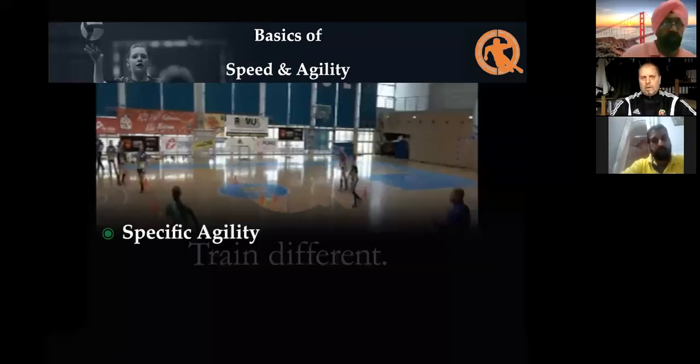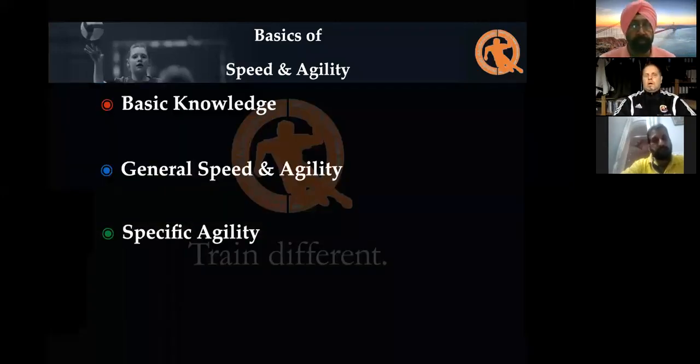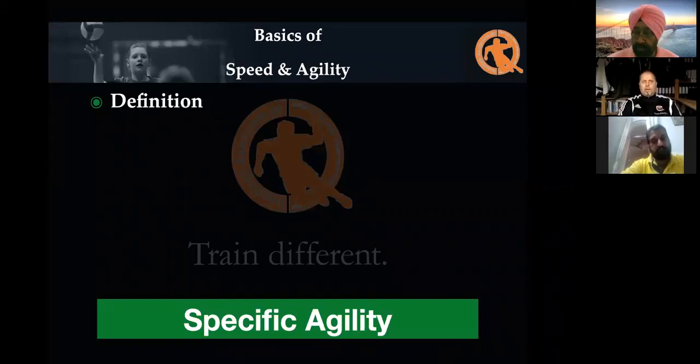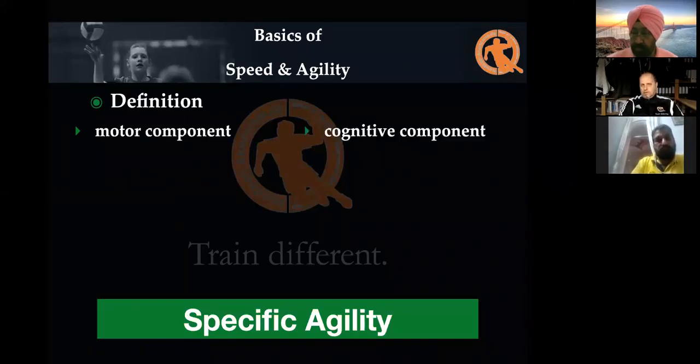Okay. So, this leads to our last chapter and to the one slide we have here, because I want to give you a short introduction in what will come in our presentation of specific agility. And specific agility, we have to define. And the definition is that it depends on two components. First of all, it's the motor component. And the second is the cognitive component.